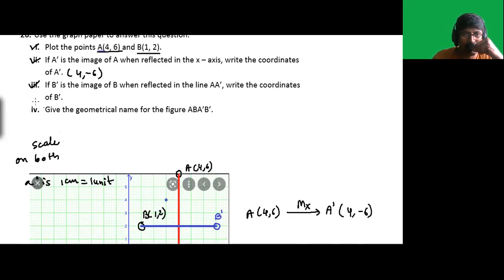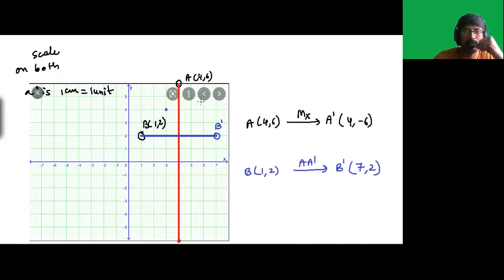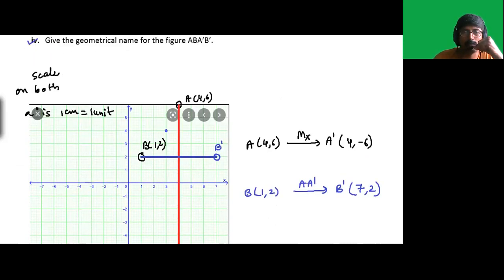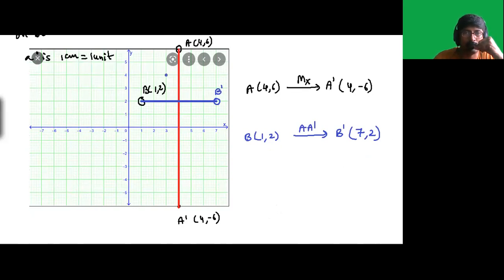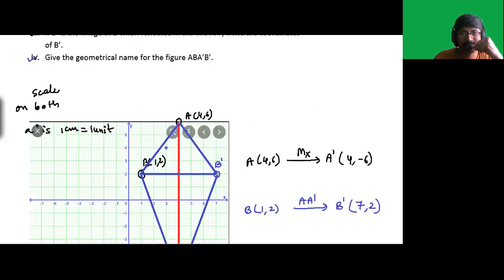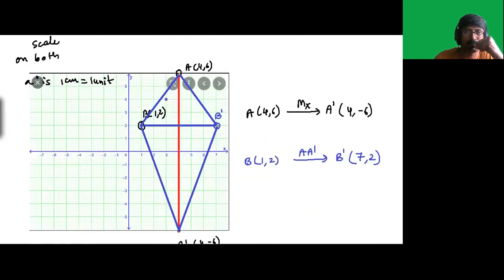It's very nice. Then the fourth part. Give the geometrical name of A, B, A prime, B prime. So what is the geometrical name of this figure? Think about this. It's a really nice and simple question. What is the geometrical name of this figure? Yes, many people already guessed it correctly. So the geometrical name of this figure is kite. Correct.